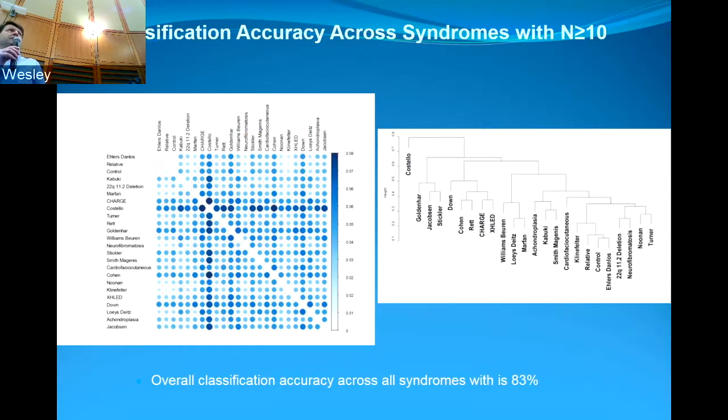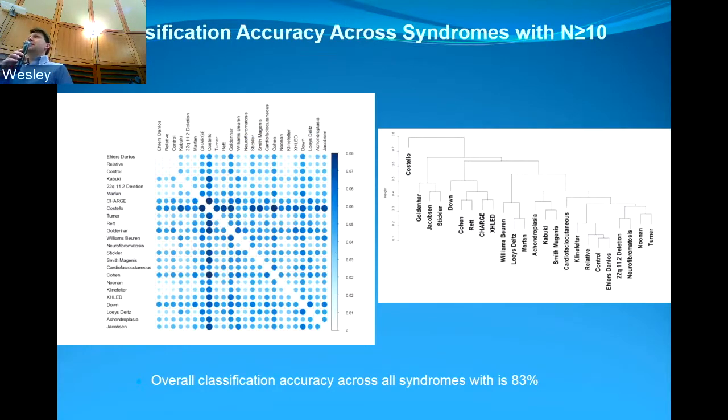Marfan and Loeys-Dietz, both connective tissue disorders, being very similar to each other is interesting, because you have height as a driving covariate that will produce an apparent difference between these two, but they actually are quite similar once you control for that. I have no idea why Down syndrome, which is very different in terms of the magnitude of the effect, is somewhere there in the middle.